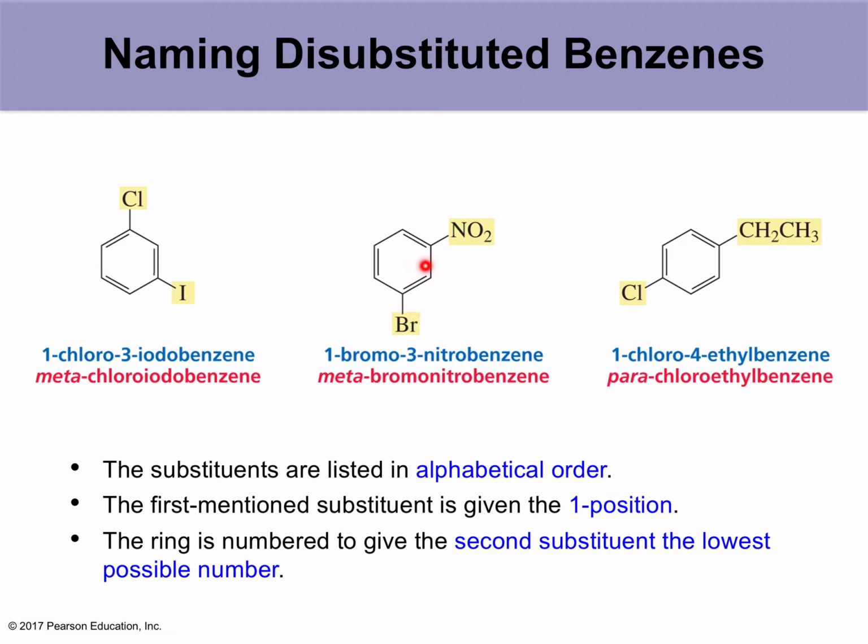Meta-bromonitrobenzene. And then the meta-chloroiodobenzene. The substituents are listed in alphabetical order. The first mentioned substituent is given the 1 position. The ring is numbered to give the second substituent the lowest possible number. For example, instead of going 1, 2, 3, 4, 5, this will take 5, right? Instead of 5, you go by 1, 2, 3 like that.